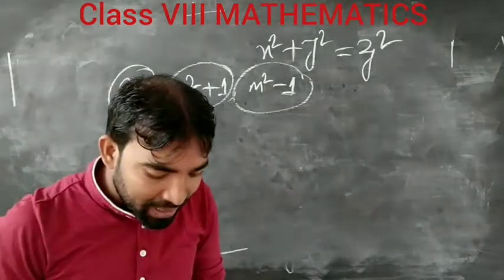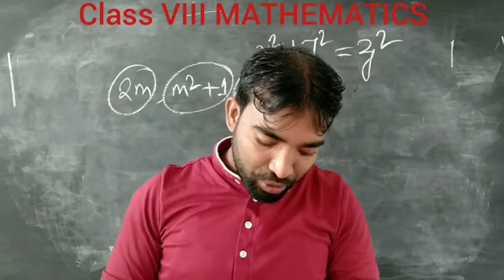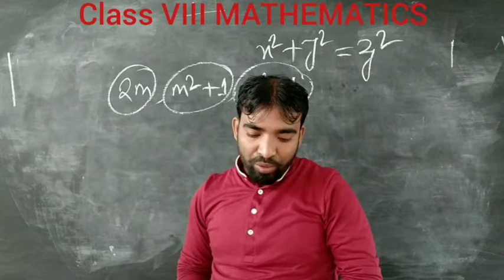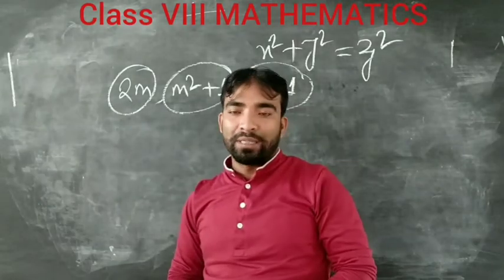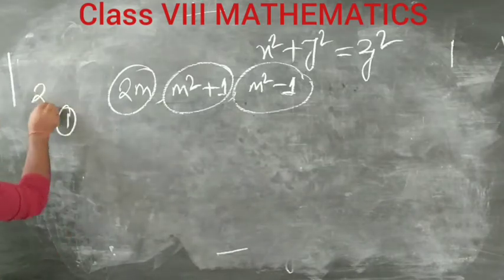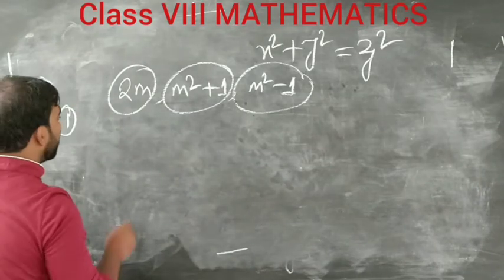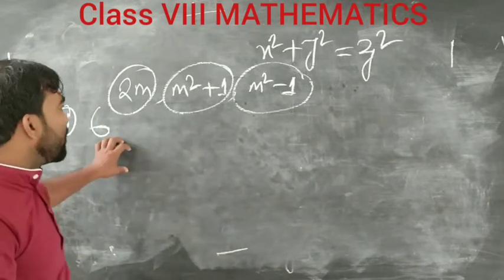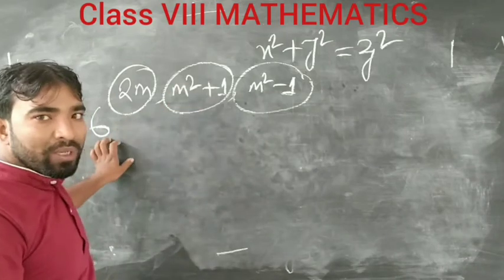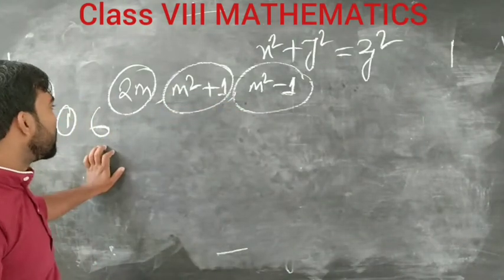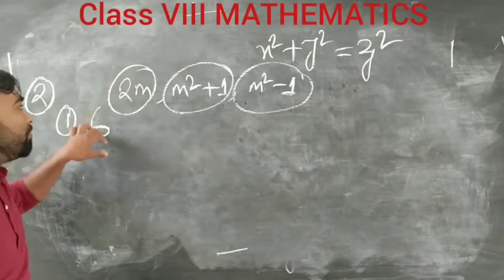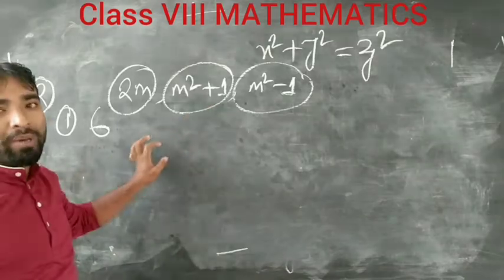Now from these three, any one will be given to you in the question. If we look at exercise 6.2, question number 2, sub question 1, what is the question? Write a Pythagorean triplet whose one member is 6. In sub question 1, they have given one member as 6. So from here we can understand either 2m equals 6, or m square plus 1 equals 6, or m square minus 1 equals 6. Now we have to find out which one this 6 belongs to: 2m, or m square plus 1, or m square minus 1.